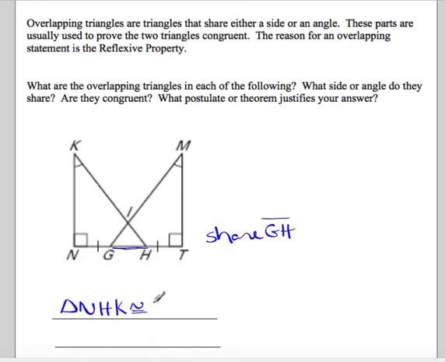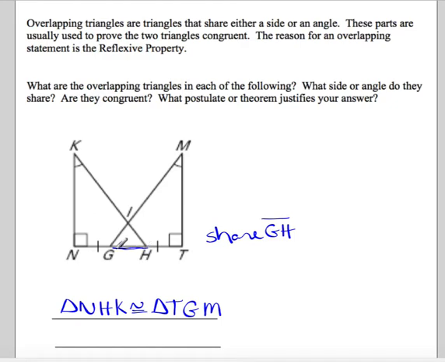And I'm going to start my congruence statement. And so I said NHK started at the right angle, so I'm going to start at T. I went to H. That should be from T to G, and then up to M. So let me see. I already wrote they're congruent. Let's figure out why they're congruent.